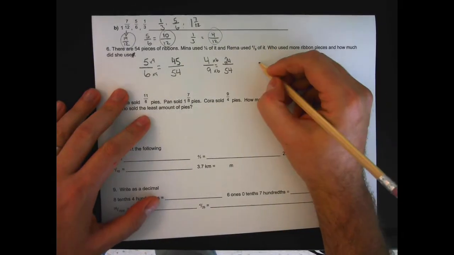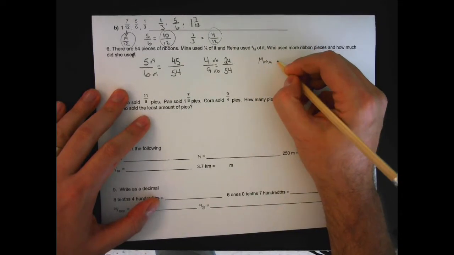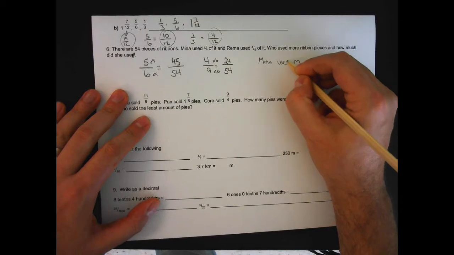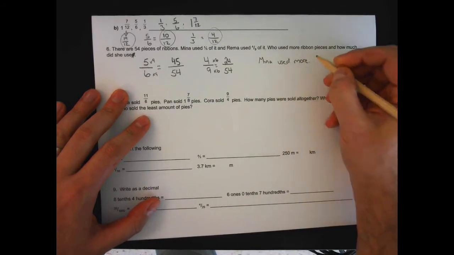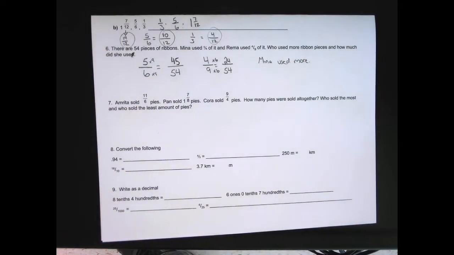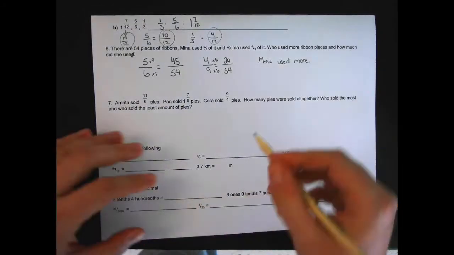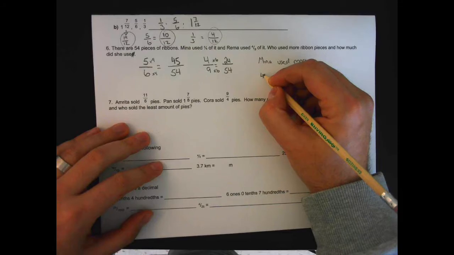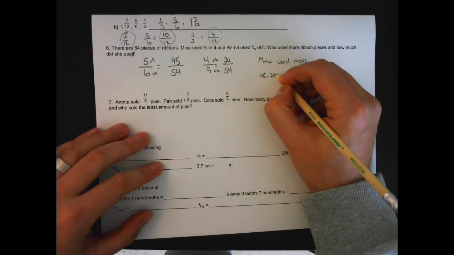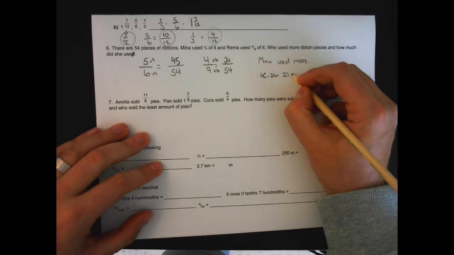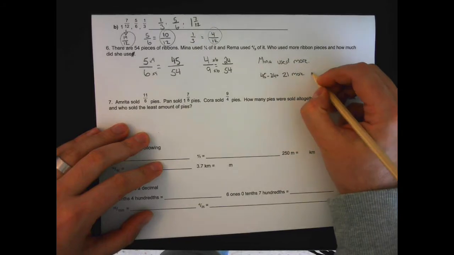So you could say Mina used more. How much more did she use? How many more pieces did she use? 21. To get that answer, you go 45 subtracted by 24 is 21 more pieces.